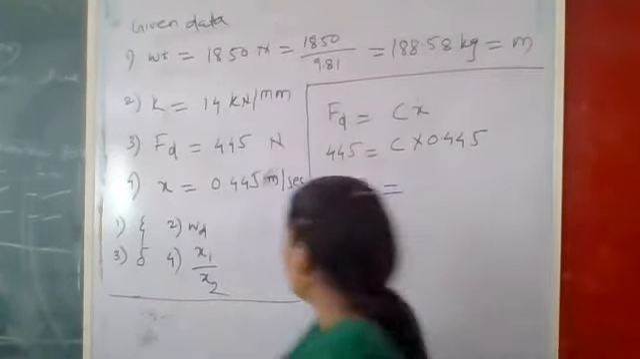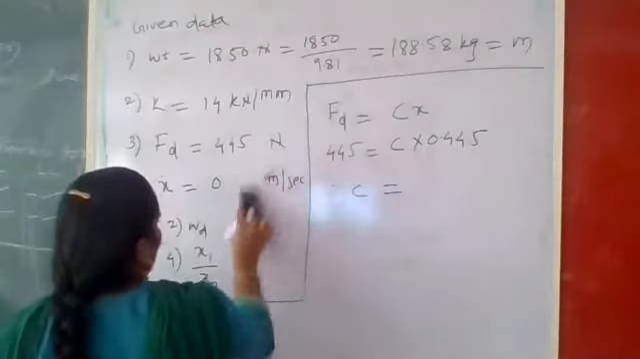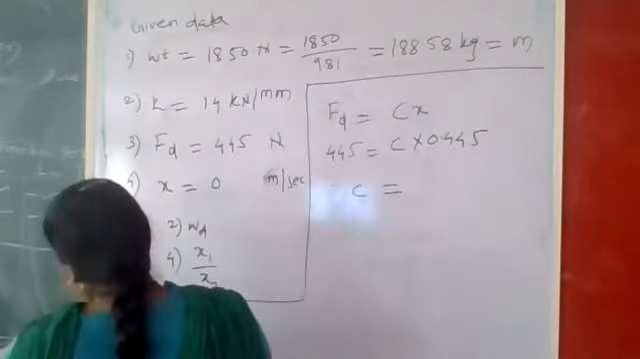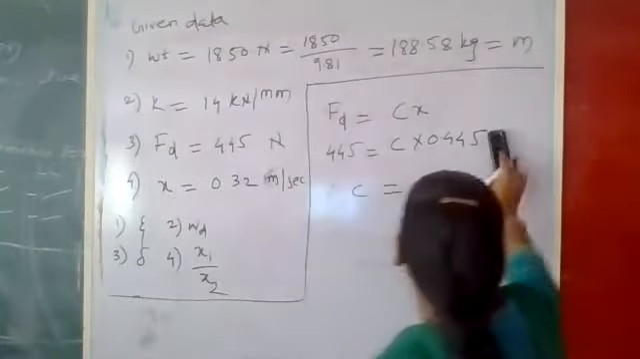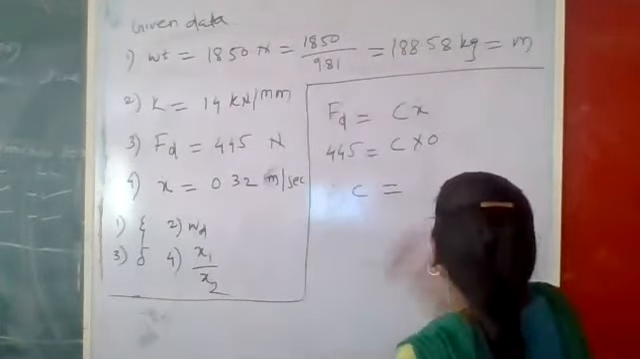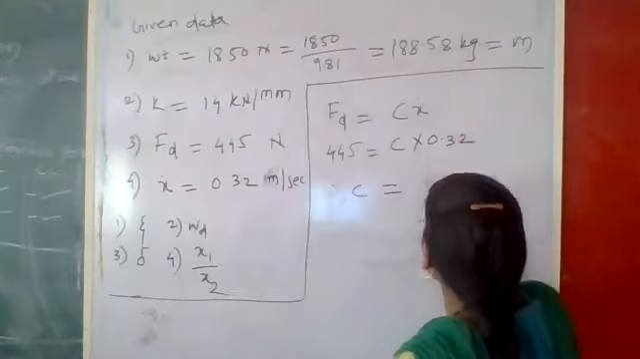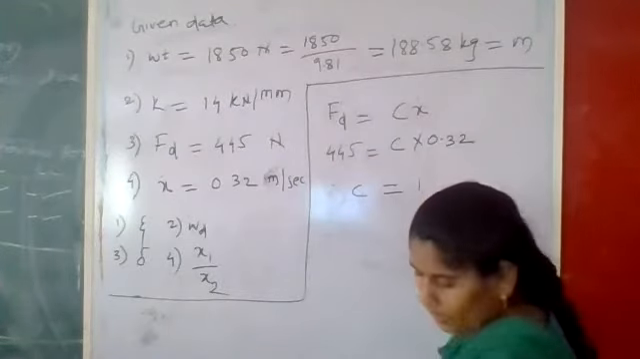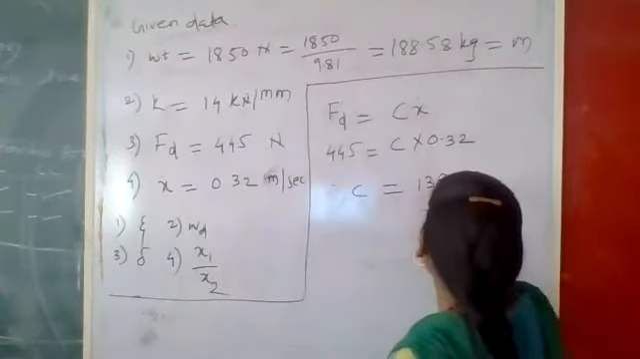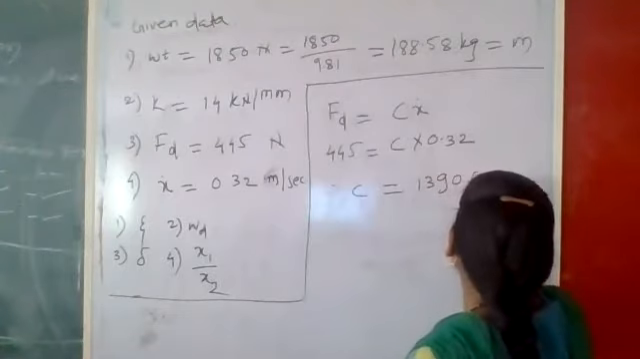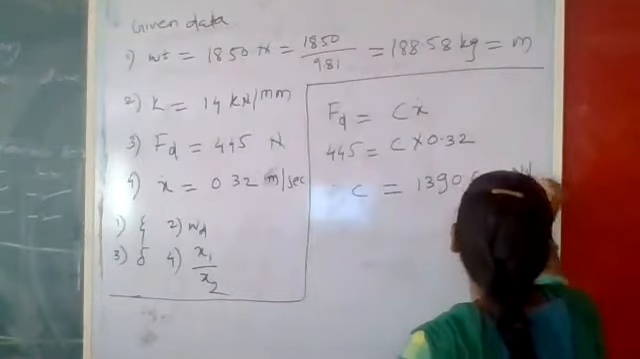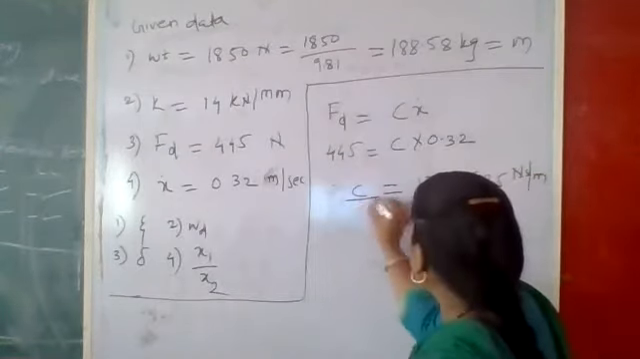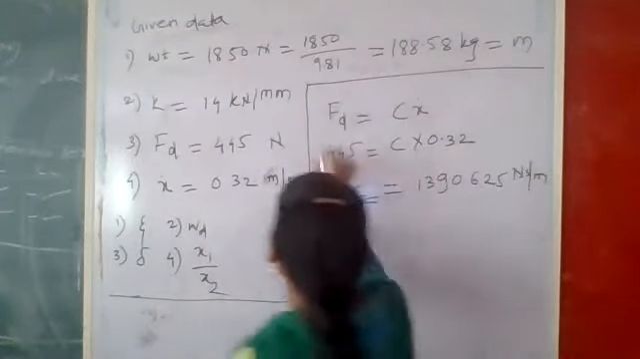Okay, one problem is here. Maybe in the formula they have given the value as 0.32, so it will be 0.32 here. Based on this, what is the value? 0.32 is equal to, C is equal to 1390.625 Newton second per meter. That is the value of C. So that is the first point.